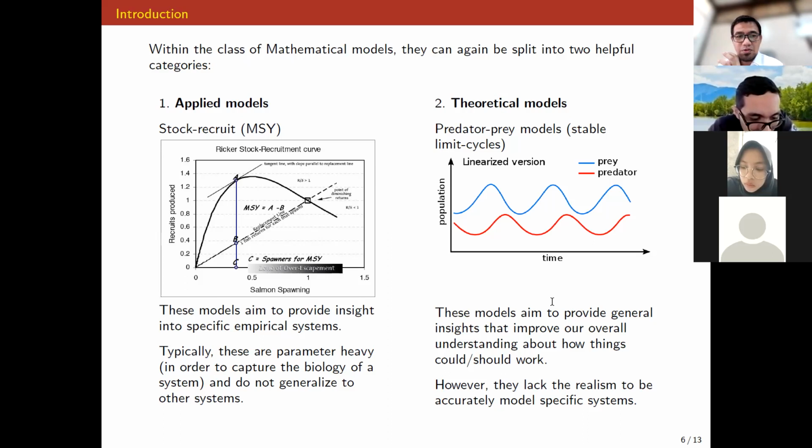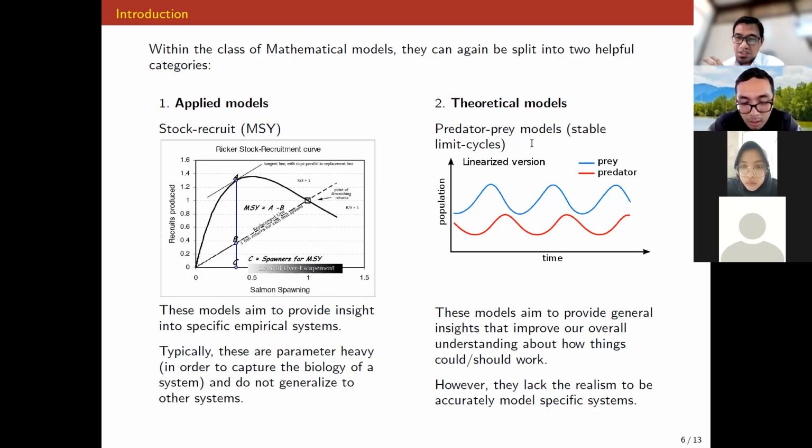For example, I think you have heard of this, and Pak Adrian also mentioned it: predator-prey models, or prey-predator models. Mangsa pemangsa. The model itself is a general model, and we can apply it to many cases related to predator and prey. For example, wolf as the predator and deer as the prey. For that case, we can use this model.